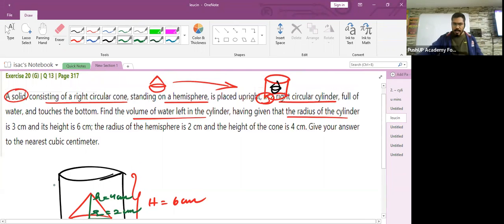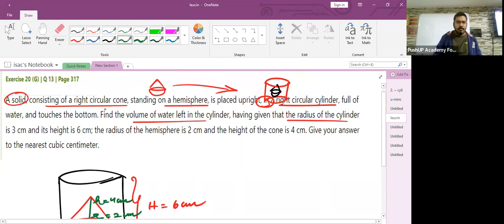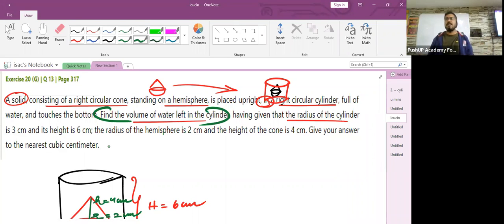Labeling is done? Done. Now, let's read what is the question to be solved. Find the volume of water left in the cylinder when you dropped that cone and hemisphere combination into the cylindrical container. What, children? Archimedes principle, isn't it? Hello, how much will be the water left inside the container? Archimedes principle is what you have to use.